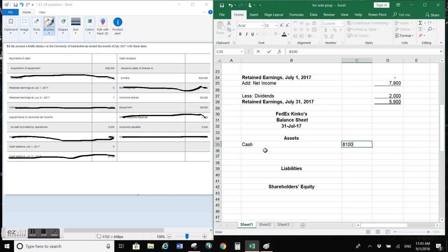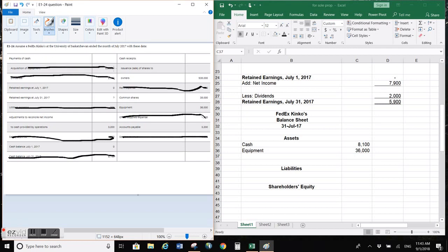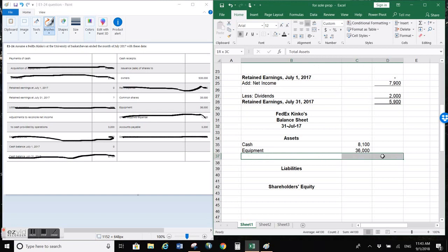The other asset is equipment. It's something the company has. They got lots of equipment. So total assets added up to $44,100.